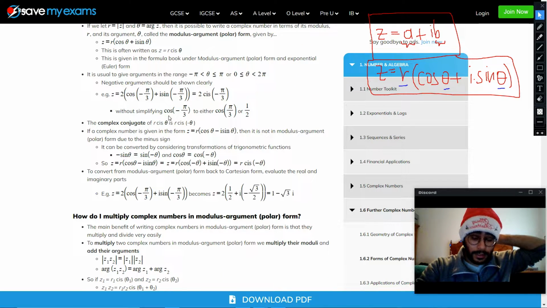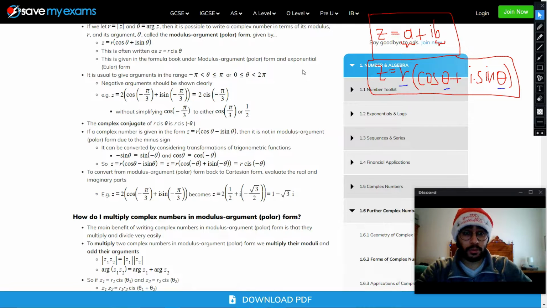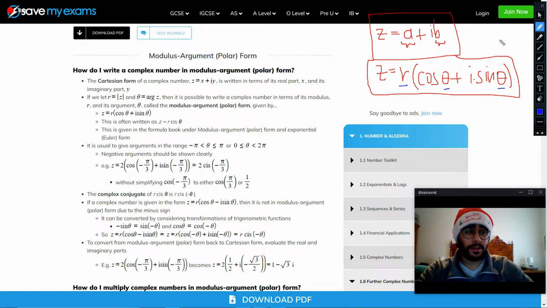Let's see what important details we have about our modulus argument form. One quick note about this is that it's also written in the following way: z equals r times cis theta. What this refers to is c for the cosine, s for the sine, and i for the imaginary number. So you could also see the form in this way. We call this cis form, but it's essentially the same thing as the modulus argument form or the polar form. There is no difference at all.